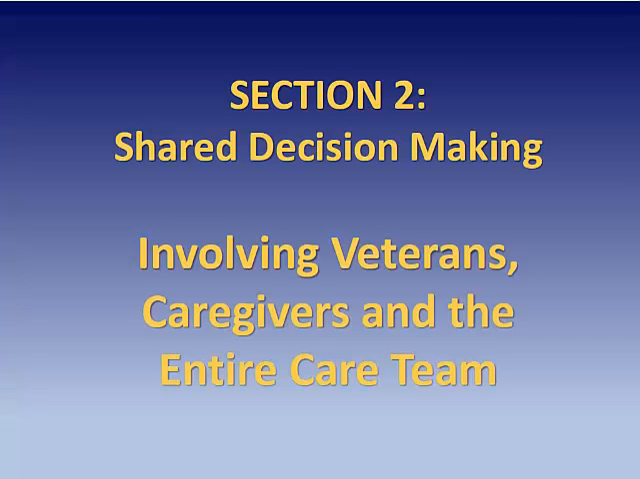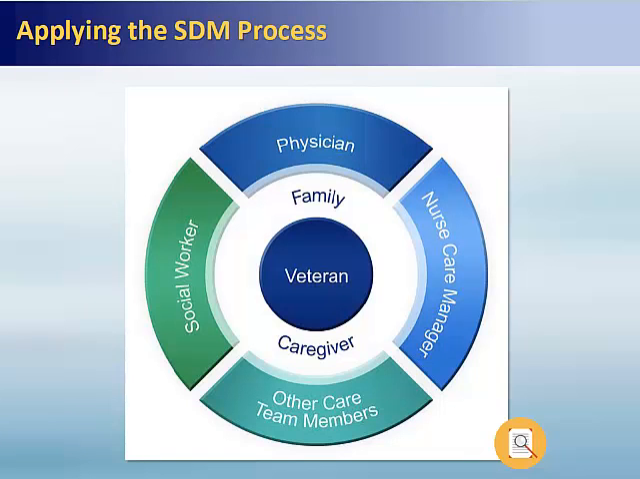Let's review strategies for involving veterans, family caregivers, and the entire care team in shared decision-making discussions. Shared decision-making for aging veterans can be used for making choices, any choices, but particularly those preference-sensitive decisions about topics that frequently address the needs of our aging population. Applying the shared decision-making process takes a team effort with the veteran at the center. In many cases, these decisions are supported by collaboration by one or more family caregivers and with involvement of multiple care team members, including a physician, nurses, and a social worker.